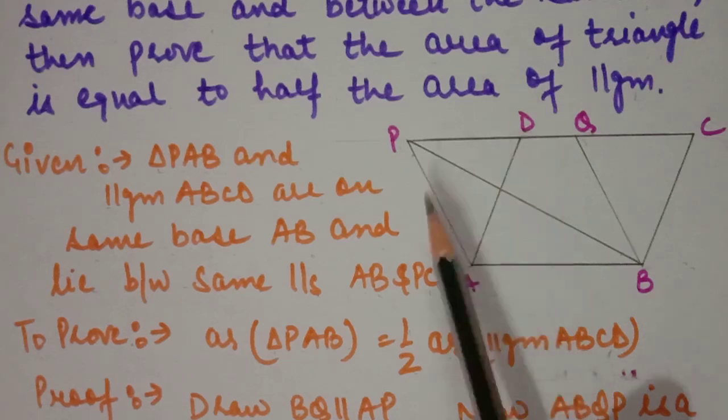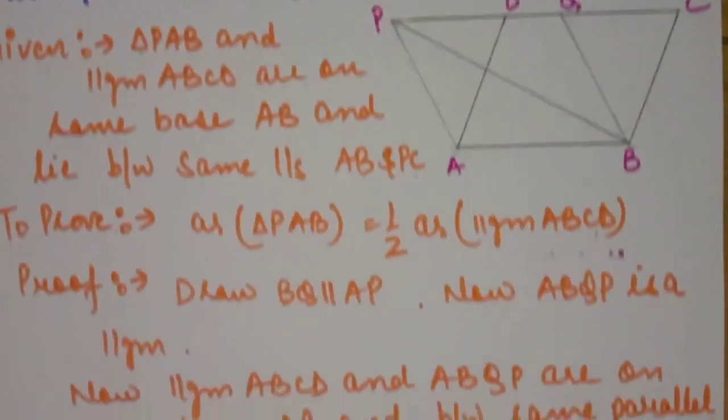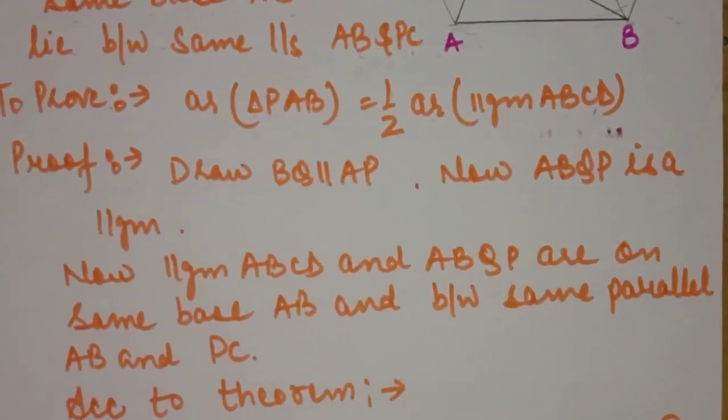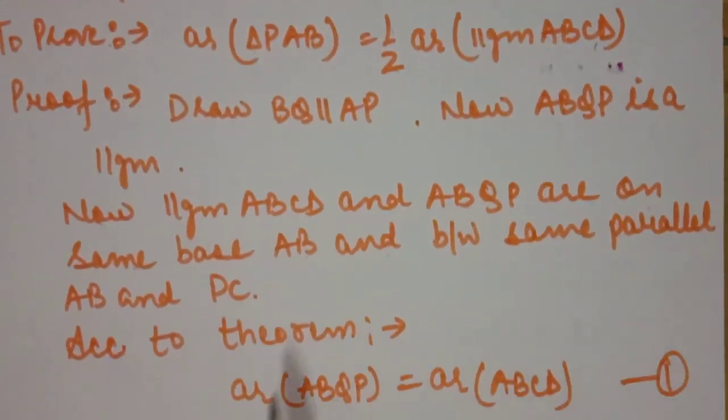It means now we have two parallelograms. ABCD is a parallelogram given. ABQP is a parallelogram now by construction. So these two parallelograms are present on a common base and they both lie between two parallel lines. So we will proceed with this concept only. Now parallelograms ABCD and ABQP are on the same base AB and between the same parallels AB and PC. According to the theorem, which theorem? Our theorem 9.1. Area of parallelogram APQB is equal to the area of parallelogram ABCD. This is our equation number first.